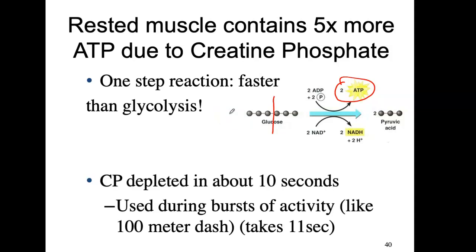Creatine phosphate is depleted in about 10 seconds completely. And so it's used during these bursts of activity. If you think of the 100-meter dash, it takes about 11 seconds. The record is around 11 seconds. It's going to pretty much use your creatine phosphate and deplete it.